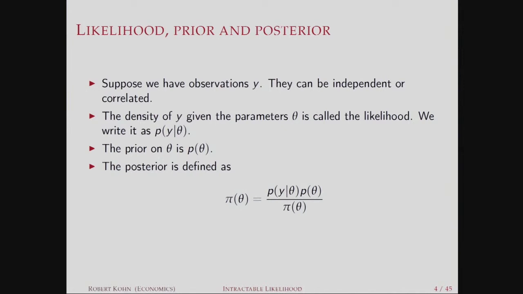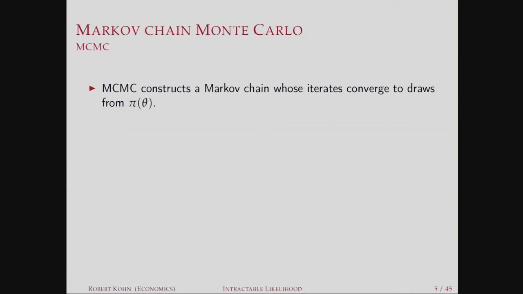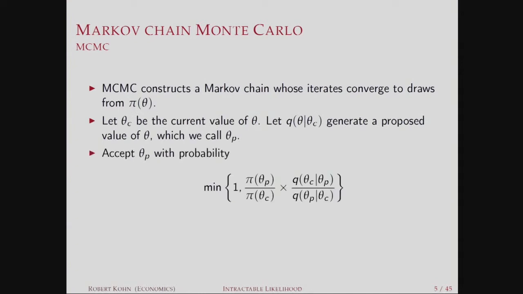Okay, just a review. With Bayesian stuff, we've got observations Y, which are independent or correlated. The density of Y given the parameters is called the likelihood, and we write it as p(y | theta). The prior on theta is p(theta), and the posterior is defined as pi(theta) in this way. Markov chain Monte Carlo, and especially Gibbs sampling and Metropolis-Hastings, is a way to estimate these models that has freed up a lot. We can estimate interesting, big models now because we run a simulation, and that simulation converges eventually to iterates from the target, which is pi.